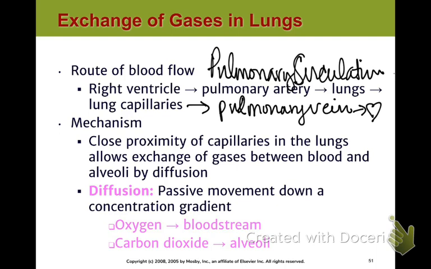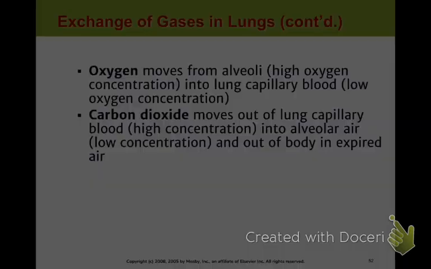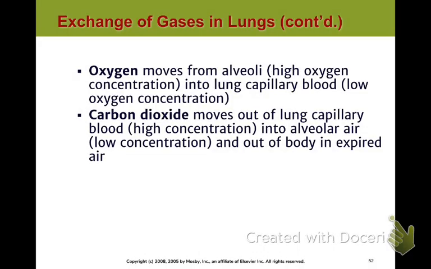This process of exchanging gases between the blood and the alveoli occurs by diffusion. And this process here, of the oxygen going into the bloodstream from the alveoli and the carbon dioxide going from the blood back into the alveoli, is referred to as external respiration. So we need to explore this vocabulary term a little bit more closely.